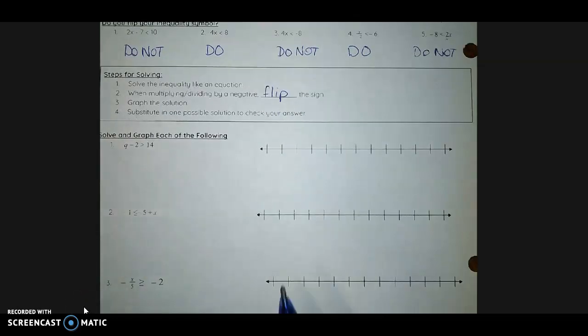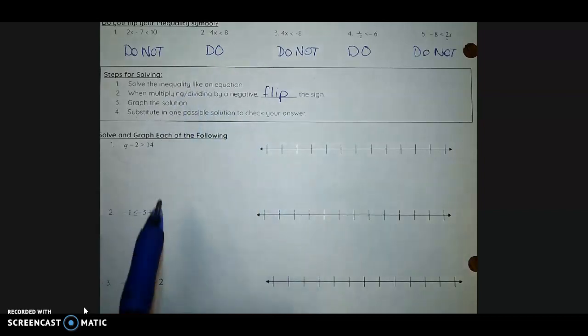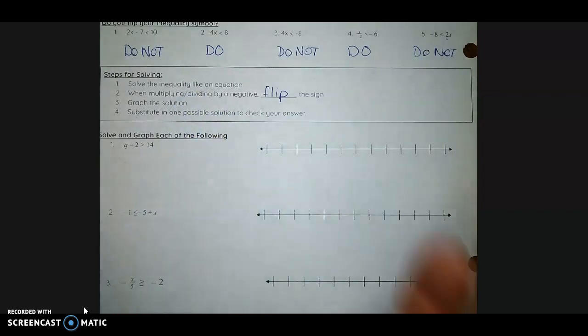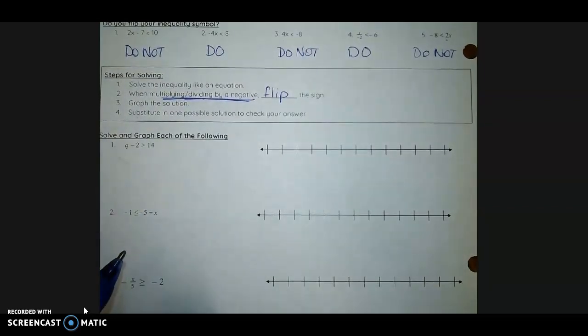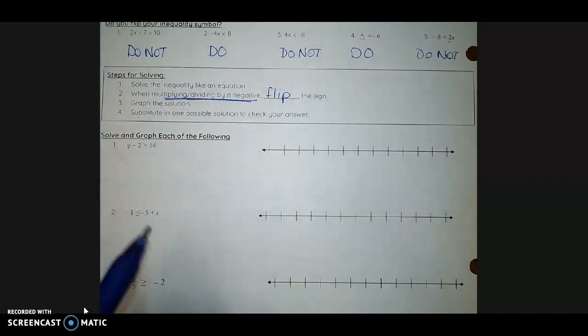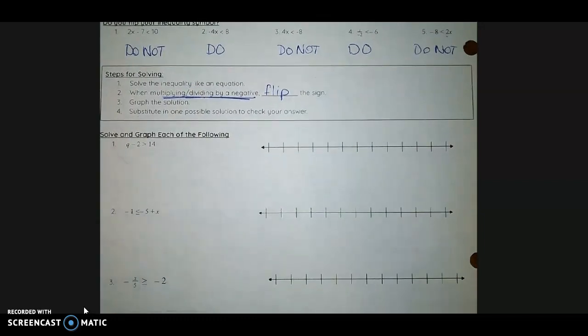Alrighty, so down here, like we said, solve the inequality like an equation. Flip the sign if I'm multiplying or dividing by a negative. It's the only time I'm going to flip the sign. Then we're going to graph the solution. We're going to substitute one of the possible answers in, because remember, you're going to have a whole bunch of possible answers since it's an inequality, and see if you got the right one.